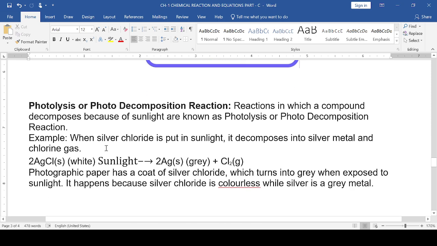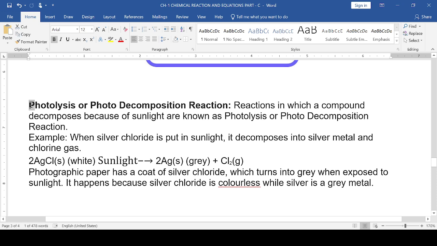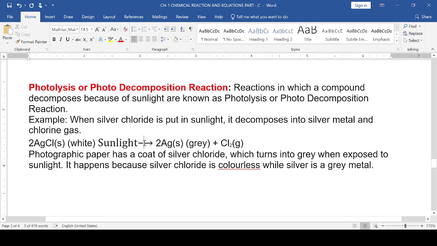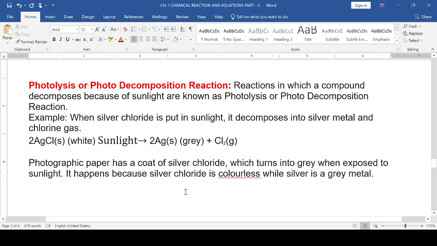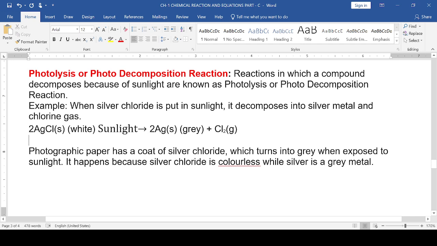Photolysis or photodecomposition reaction. What do you mean by this? Reactions in which a compound decomposes because of sunlight. Because of sunlight, the compound will decompose, and it is known as photolysis or photodecomposition reaction. When silver chloride, AgCl, is put in sunlight, it will decompose into silver, which is a solid of gray color, and chlorine gas is released. Photographic paper has a coat of silver chloride. Please remember this point also.